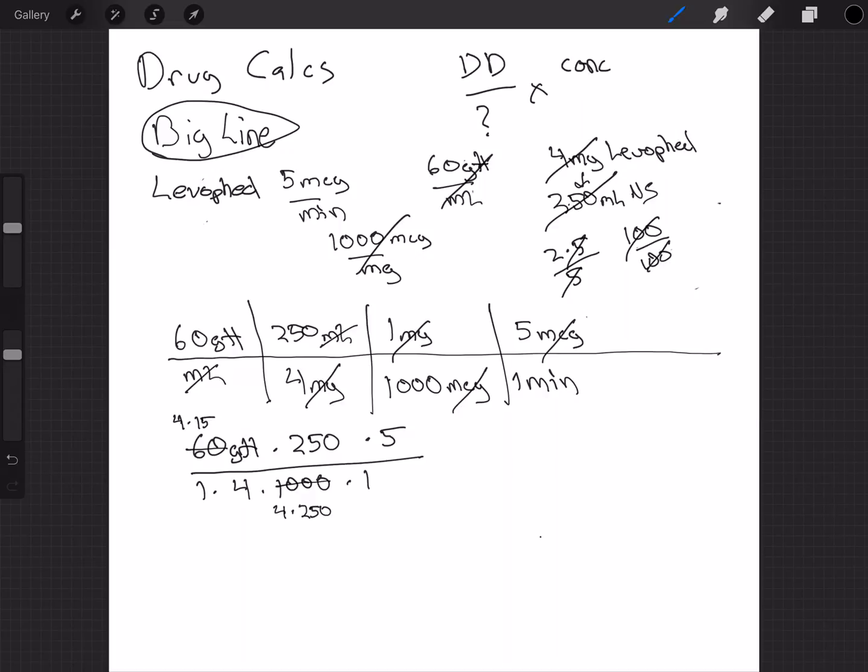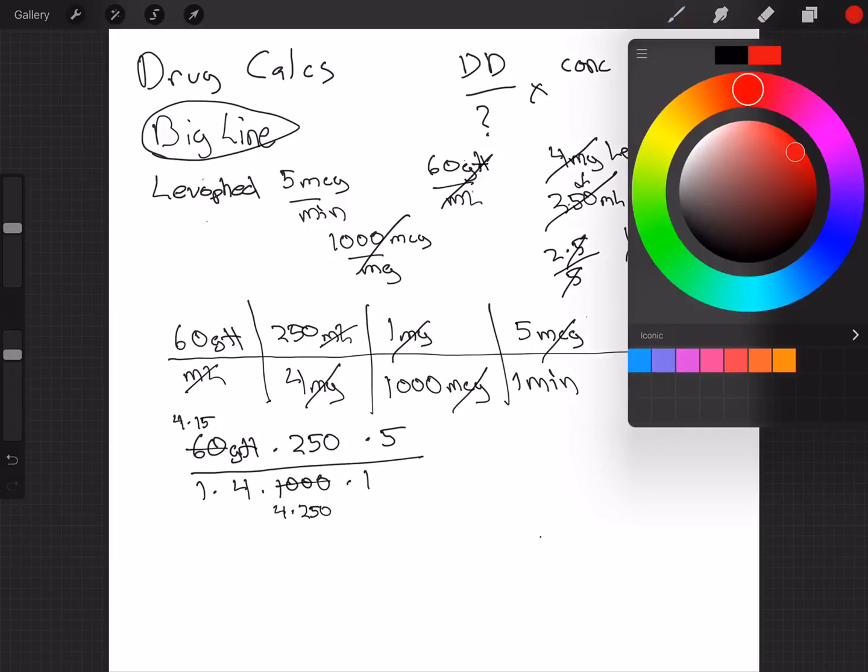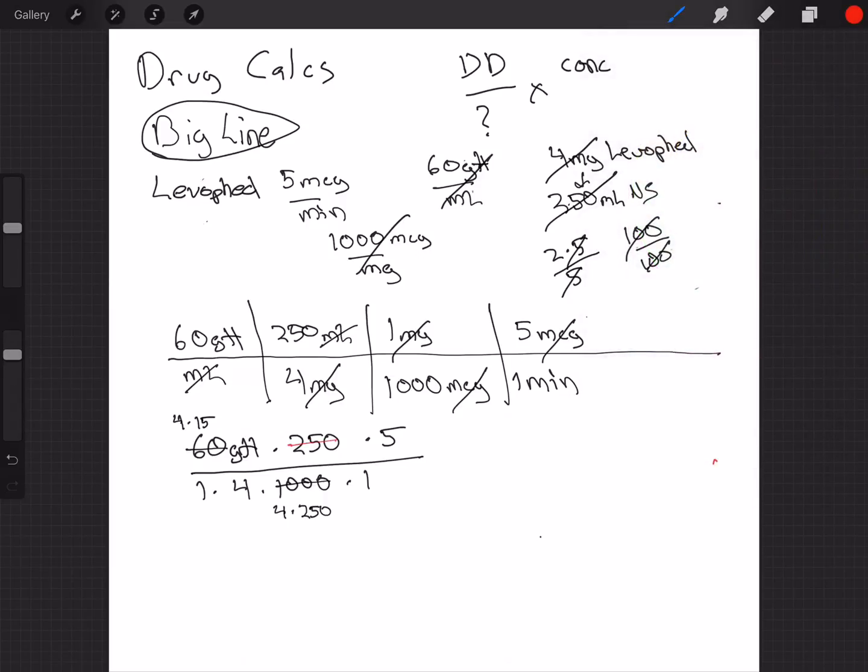All right, so if we have a 250 here and a 250 here, we can cross those out. I'm going to cross stuff out in color now. So we cross out the 250, cross out the 250. We got a 4 on the top, we got a 4 on the bottom, so we're going to cross this out. Cross this out. All right, so now we have 15 times 5 divided by 4. And so 15 times 5 is 75 divided by 4.